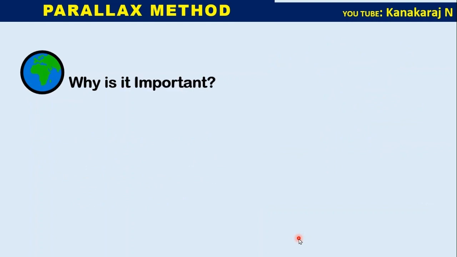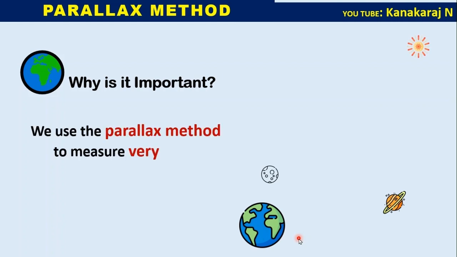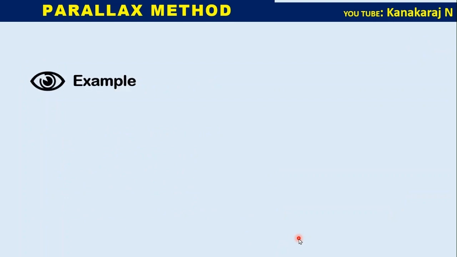Why is it important? Here you have moons, planets, stars. We use parallax method to measure very large distances such as distance to the moon, planets or stars from Earth. Example.